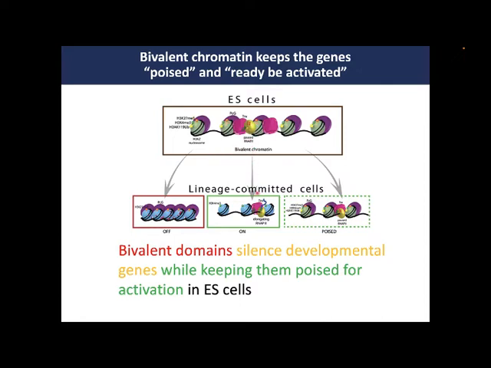And when they differentiate, certain regions are completely off, certain regions are completely on, and certain regions remain poised. The existence of bivalent domains silences developmental genes while keeping them poised for activation in ES cells. In this way, this region can be activated very quickly when a developmental cue is applied to these stem cells, and when they differentiate, they can actively transcribe this region very quickly according to the developmental direction.